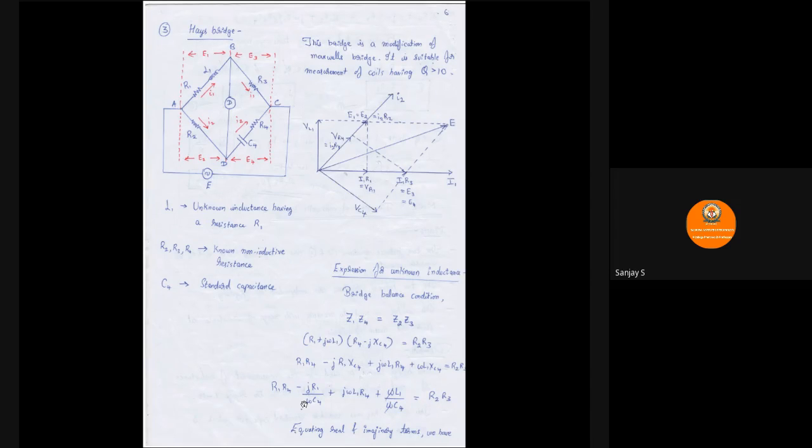As usual, we are going to equate the real and imaginary terms on both the sides. Then the real terms, if you equate, you have R1 R4 plus L1 divided by C4 is equal to R2 R3. Please check it here. On the LHS, we have R1 R4, and then we have L1 divided by C4. On the RHS, you have R2 R3. So R1 R4 plus L1 by C4 is equal to R2 into R3.